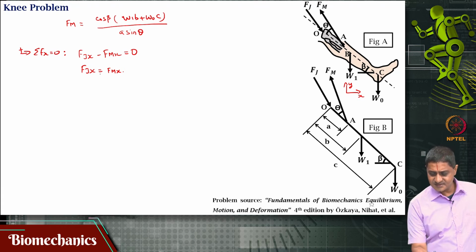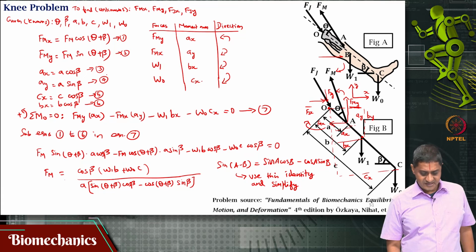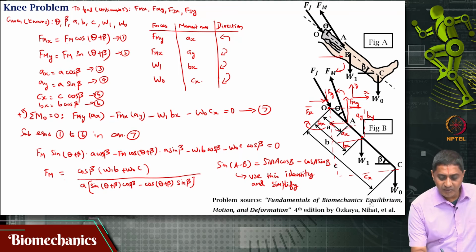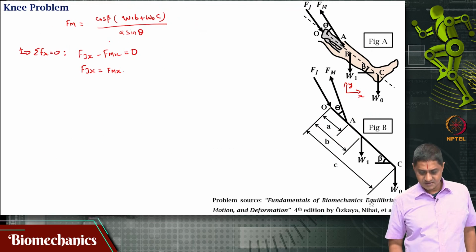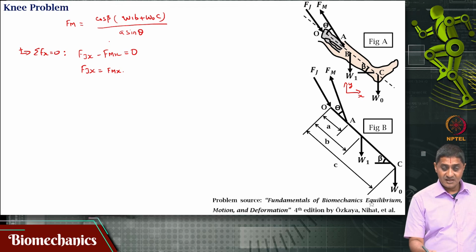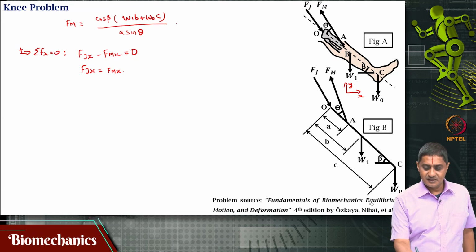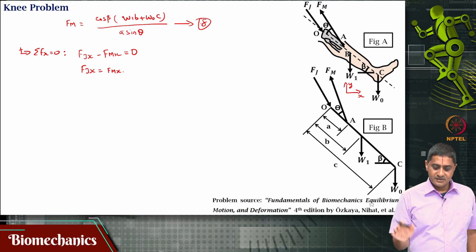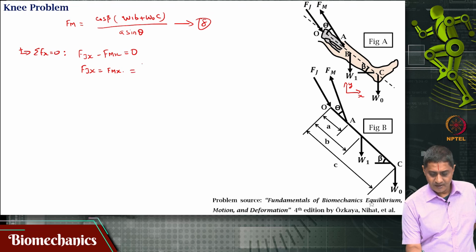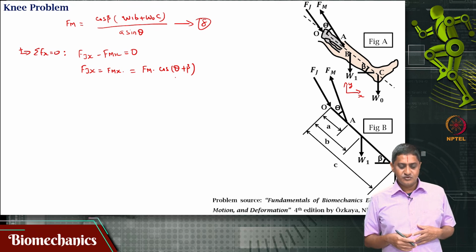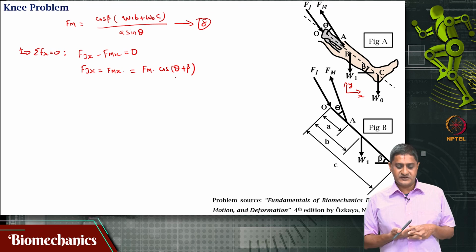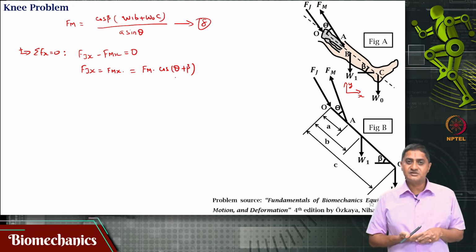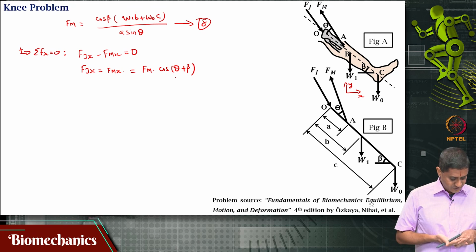But what is Fmx? We found it from the previous slide. Fmx is Fm cos of theta plus beta, is it not? So, to find Fjx, you substitute this value of Fm as found in equation 8 and then multiply it by cos of theta plus beta. Okay, that is Fjx.